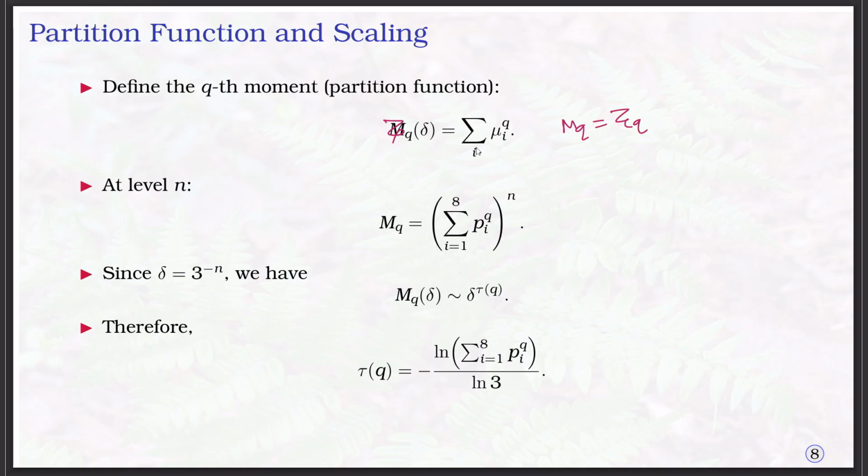Mq of delta is defined as the sum of mu i power q, for i equal to 1 to 8 power n. So it preserves the total mass equal to 1, because for q equal to 1 the total probability is 1. Then take delta equal to 3 power minus n, and Mq of delta is proportional to delta power tau q, from which one can get tau q.